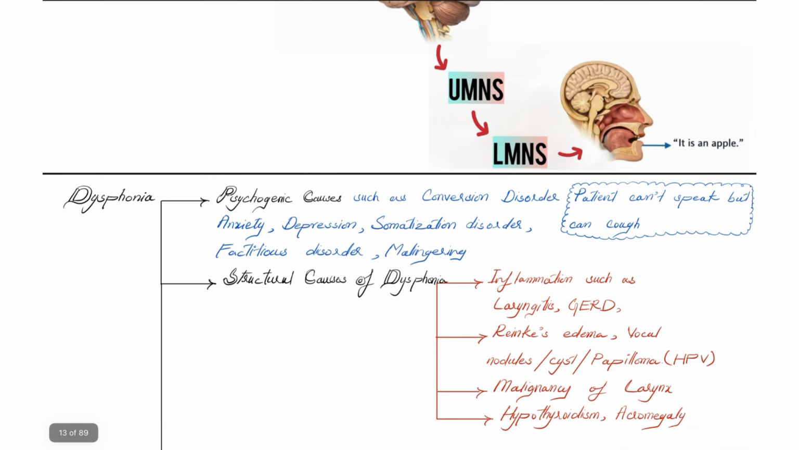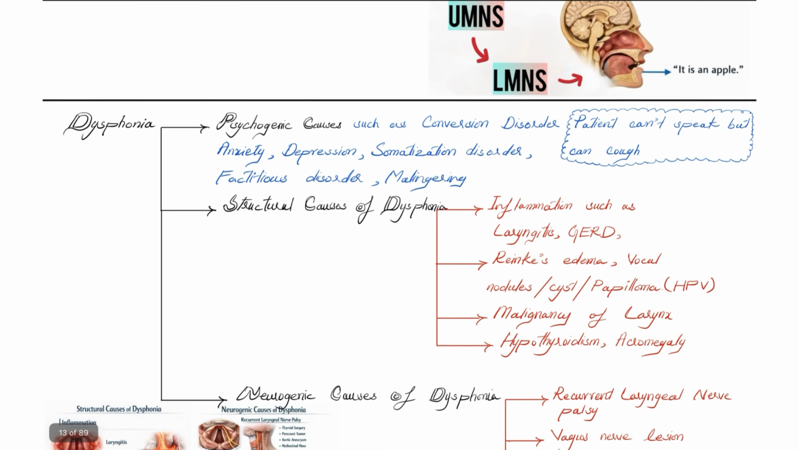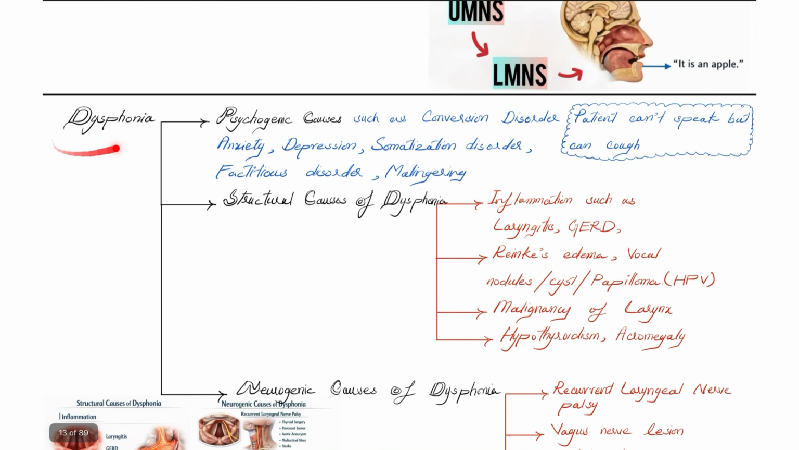So let's discuss the etiology of dysphonia, meaning the sound production is impaired. Why? Because the organ of phonation, which is the vocal cords, is not functioning properly. So dysphonia can be caused by psychogenic causes like conversion disorder, anxiety, depression, somatization disorder, factitious disorder, and even malingering.